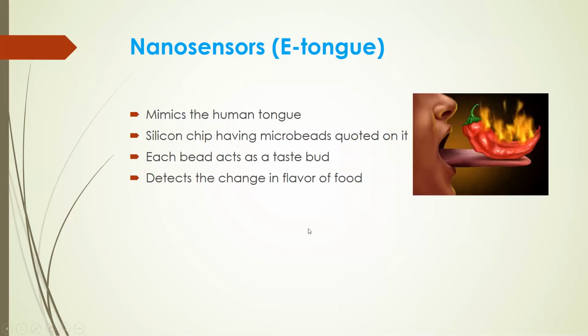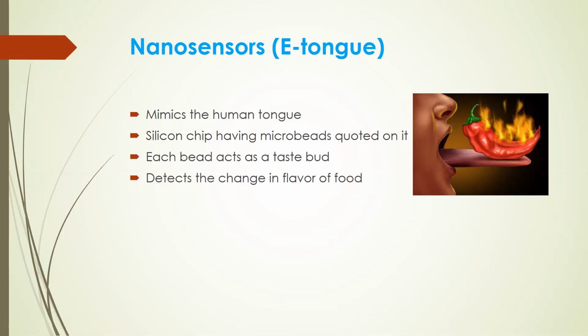Then another type of nanosensor that is being used in the food industries in order to detect the contamination present in the food industries is called the e-tongue, right? So the tongue is another organ present in human beings and animals. Its function is to taste something, right? The human tongue functions as tasting something.